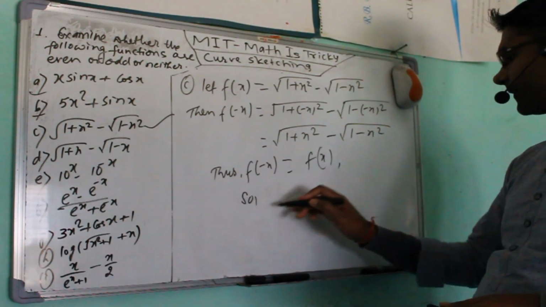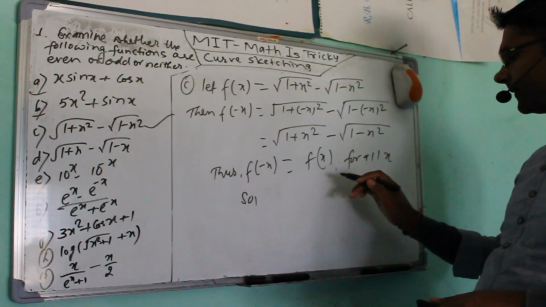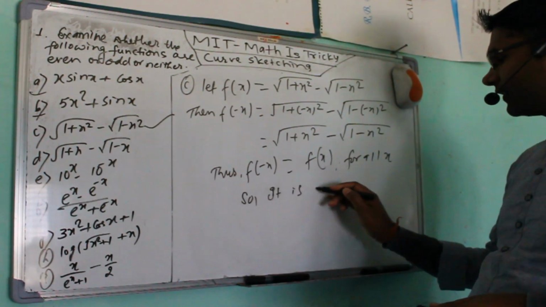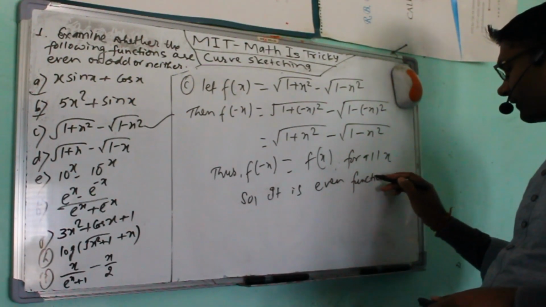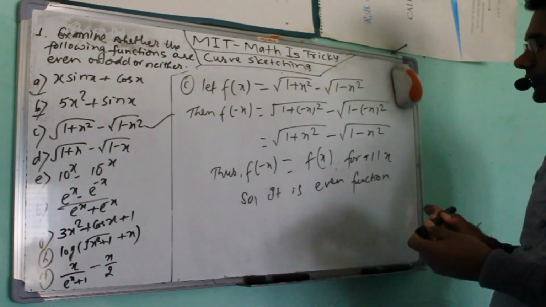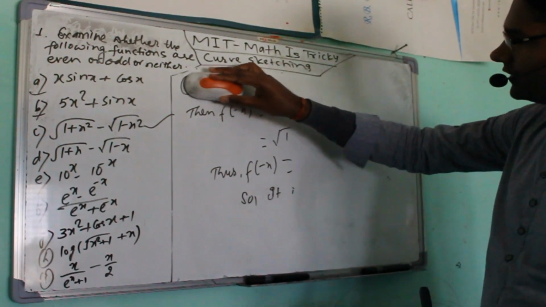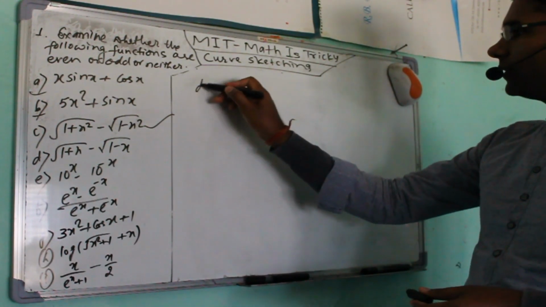So for all x, it is an even function. Okay, let's see number D. Number D is here.